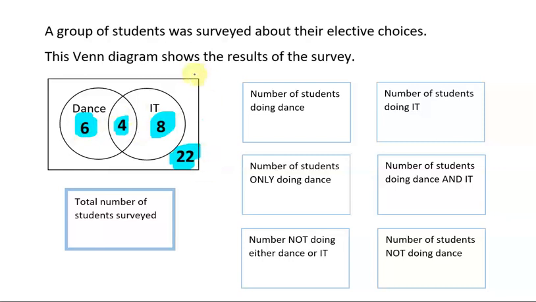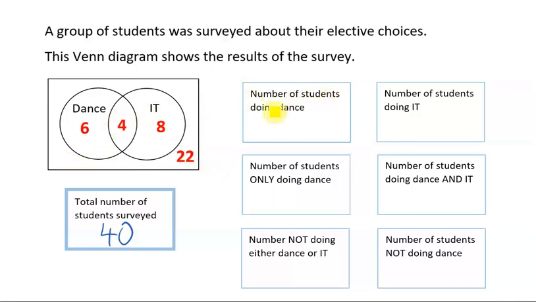So all of these values will tell us the total number of people that were surveyed. 6 plus 4 plus 8 plus 22, which is 40. So if we want to know the total number of elements in our Venn diagram, all we need to do is add together all of the numbers that we can see on that Venn diagram. Let's see what other information we can gather.